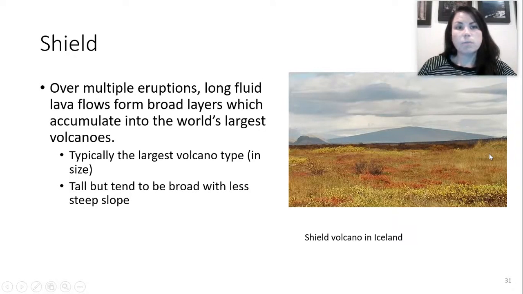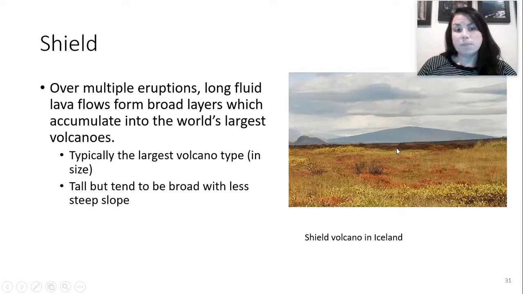Over multiple eruptions, long fluid lava flows form broad layers, which accumulate. Typically, shield volcanoes are some of the world's largest volcanoes. You can see that the slope of this is significantly more gradual than the last one, and that's because it erupts many times over geologic history.